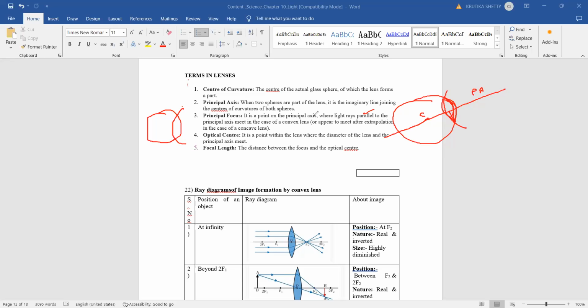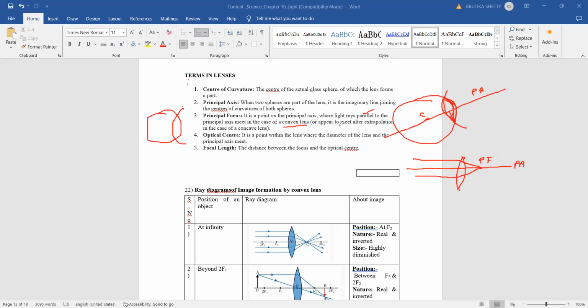The principal focus is a point on the principal axis where the light rays parallel to the principal axis meet in the case of a convex lens. If you consider a convex lens, whichever rays are parallel to this principal axis, PA, will appear to meet at one point. This point is called the principal focus.